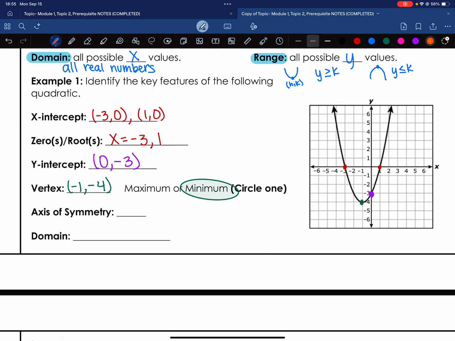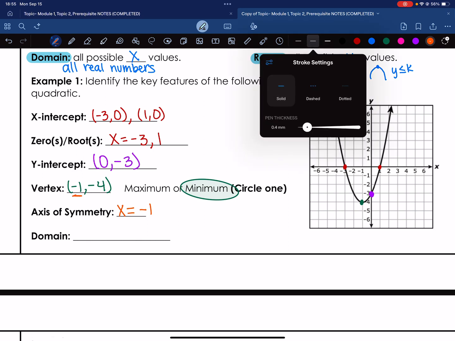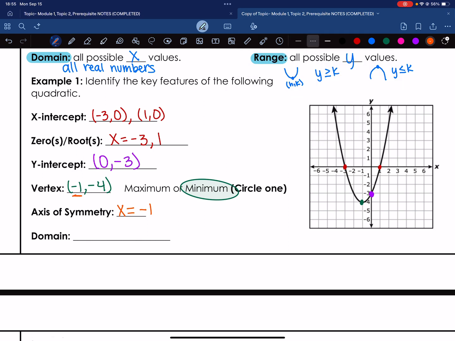So the next one comes for our axis of symmetry. That is just going to be x equals the x value of our vertex, which is -1. So again, the axis of symmetry is a line that is not part of the graph, but it cuts your parabola in half. Everything on the left matches everything on the right.